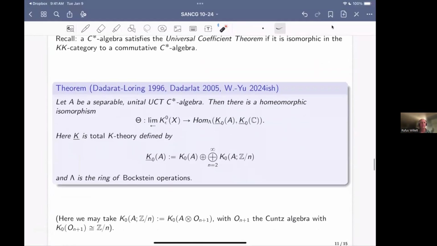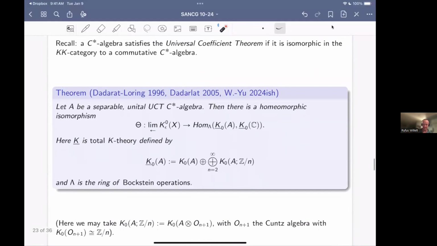And then a theorem combining work of several different people: Marius and Terry from '96, Marius from 2005, myself and Guliang from 2024-ish, which means the paper was written about 5 years ago. Hopefully it will actually appear this year, or if not, soon. So, a separable unital UCT C-star algebra. Again, if it's a group C-star algebra, the UCT is known in certain situations.